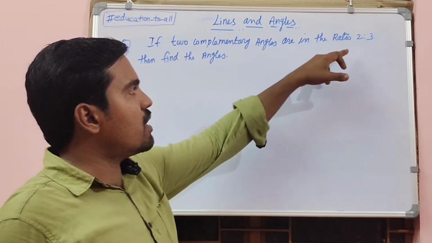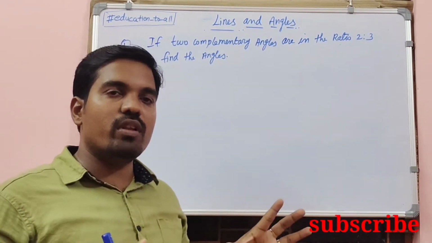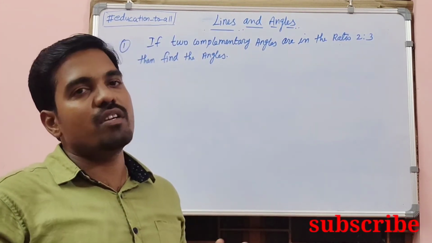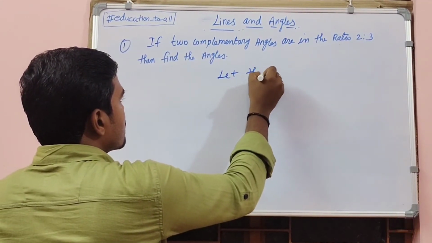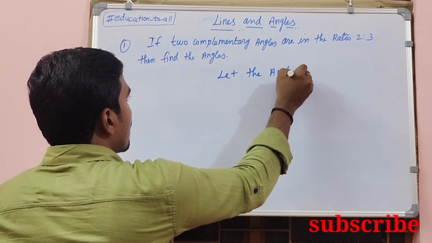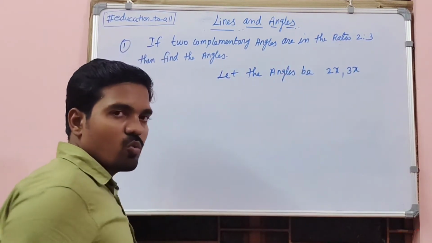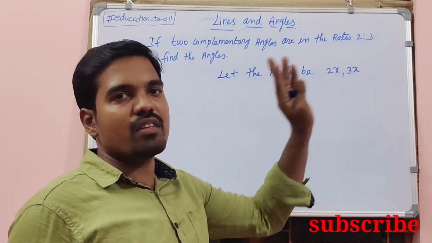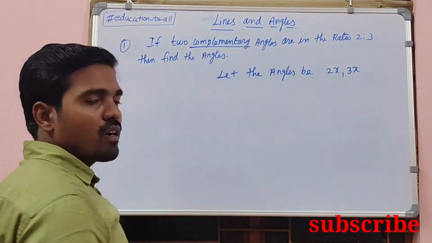So two complementary angles are given in the ratio 2:3. Whenever ratios are given, not only for angles but wherever ratios are given, you have to attach one variable to that ratio. So we can take, let the angles be 2x, 3x. I am considering the angles 2x and 3x. They are complementary.